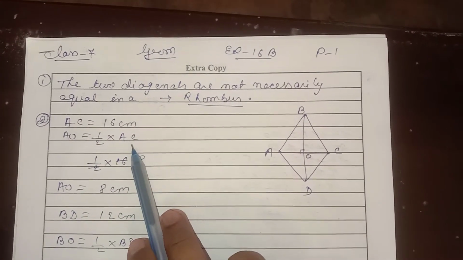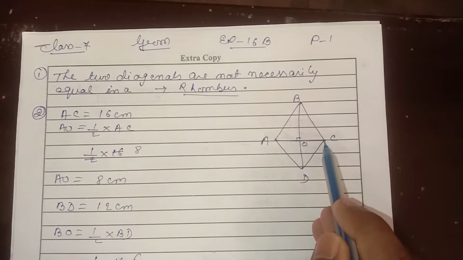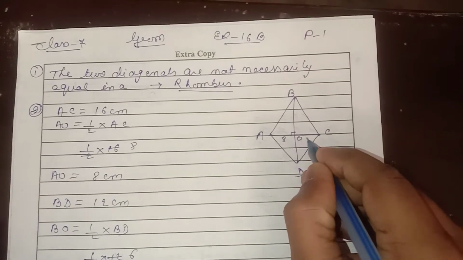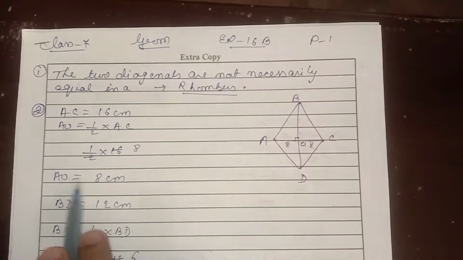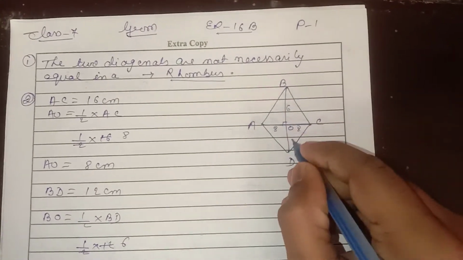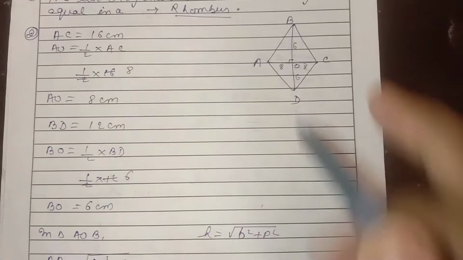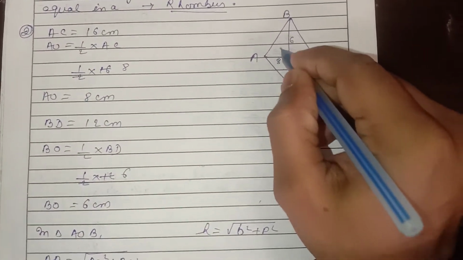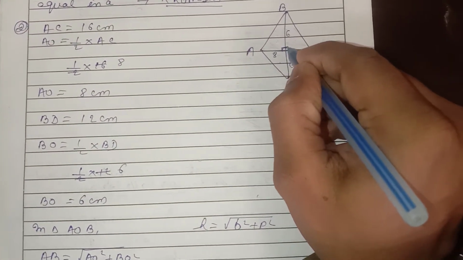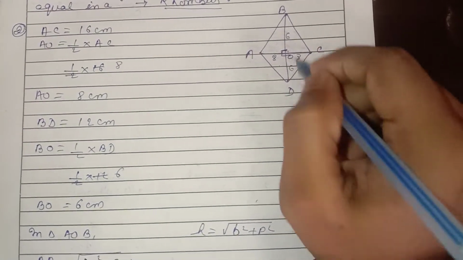For question number 2, we have got AC as 16 centimeter, which means half of it, 8. AO is 8. So BD we have got 12, which means half, 6 and 6. So take any one triangle from here, because as we know that the diagonals of a rhombus bisect each other at 90 degree. So any one triangle.